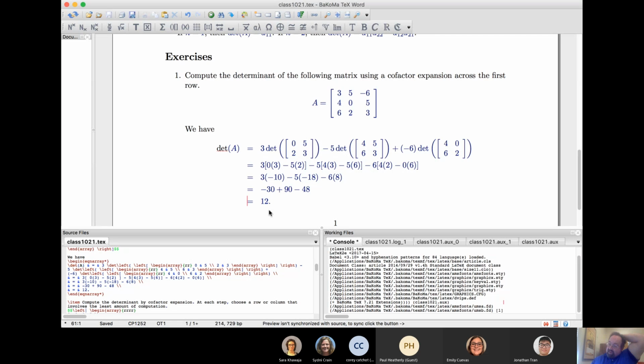All right. So you keep whittling it down to nice simple determinants like these 2 by 2s, and then use your cofactor expansion to see how to put everything together.